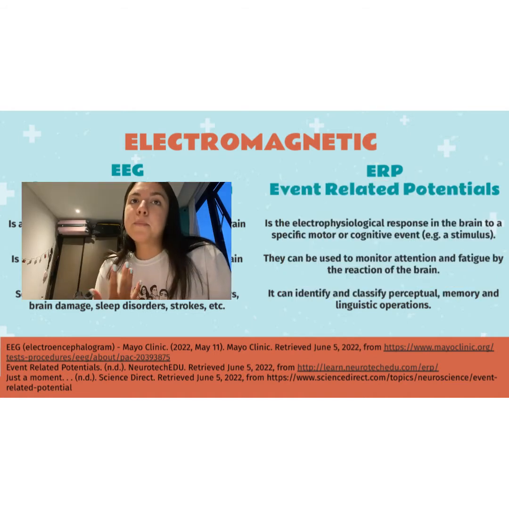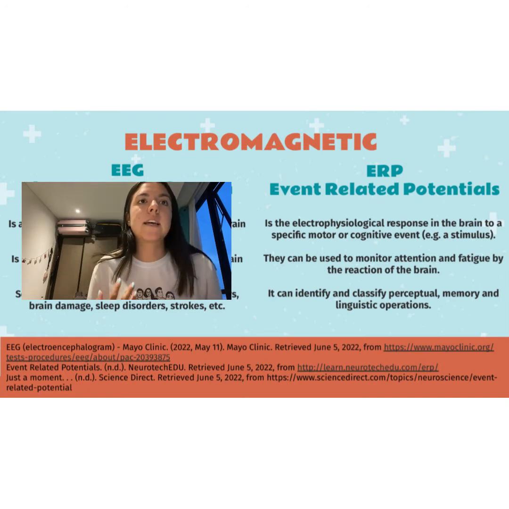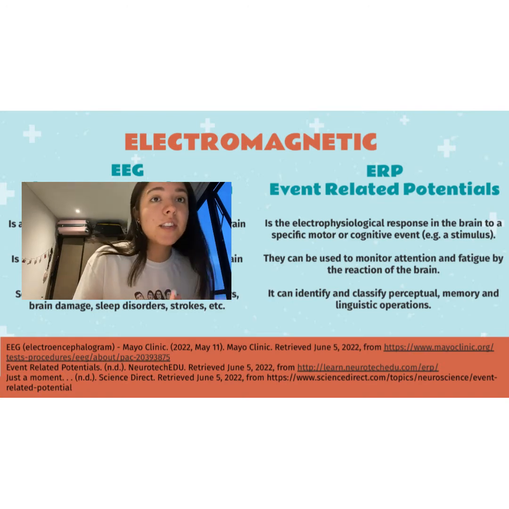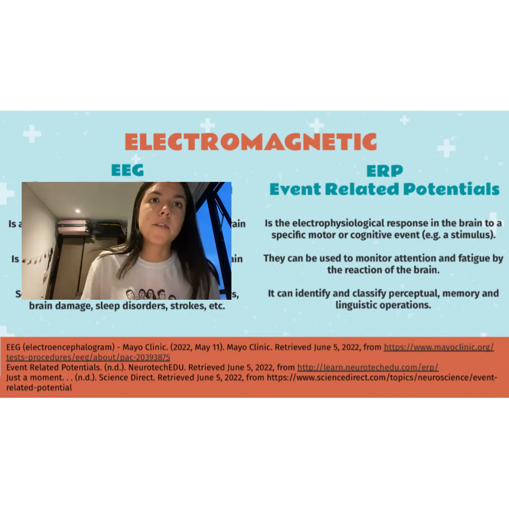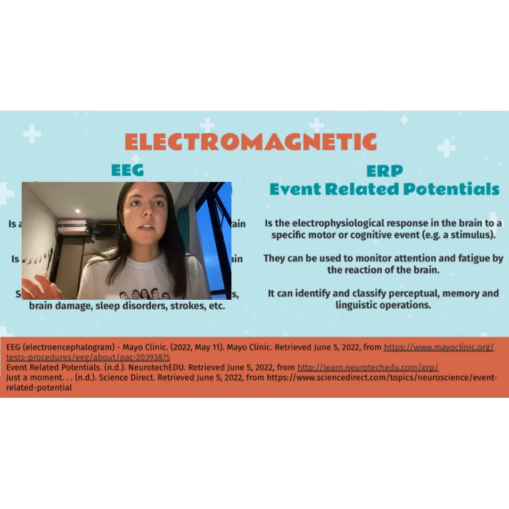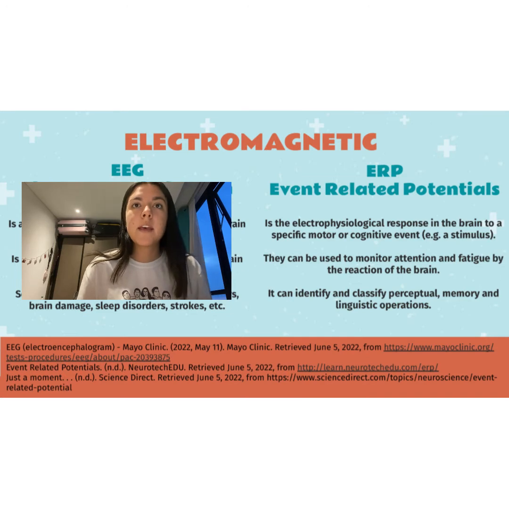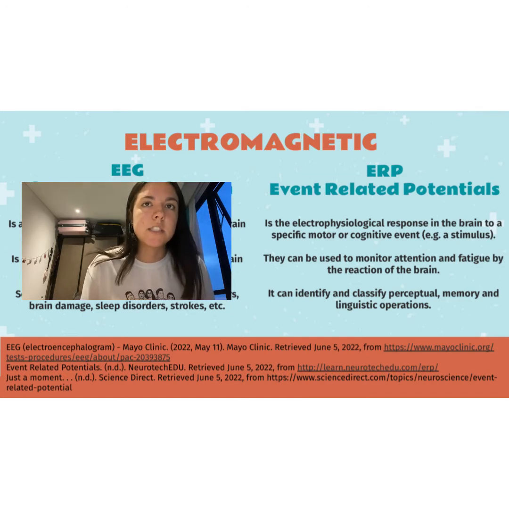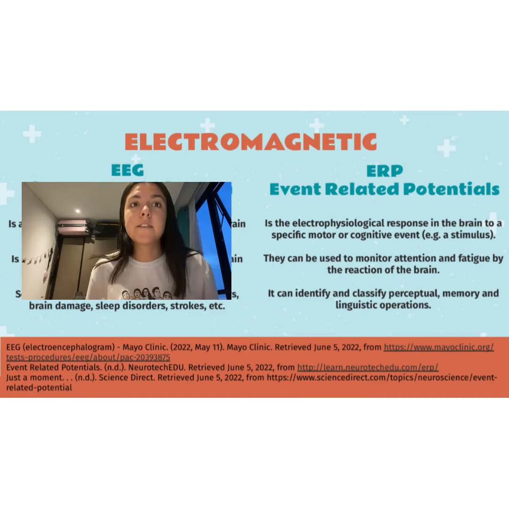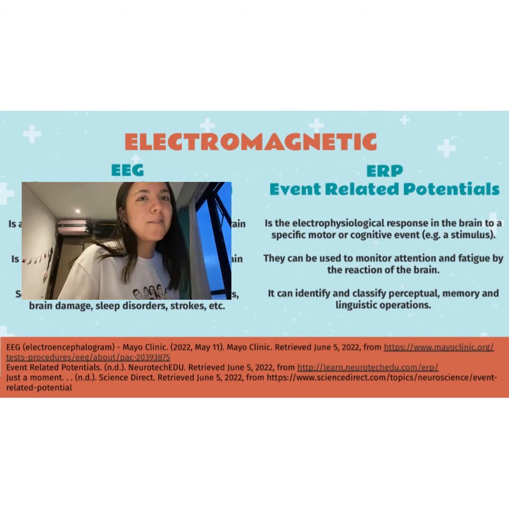Then we have the ERP, the event-related potentials. It is the electrophysiological response in the brain to a specific motor or cognitive event. We are gonna use the example of a stimulus. They can be used to monitor attention and fatigue by the reaction time. It provides an excellent medium to understand neurobiological dysregulations with the potential to evaluate neurotransmissions. It can identify and classify perceptual, memory, and linguistic operations.